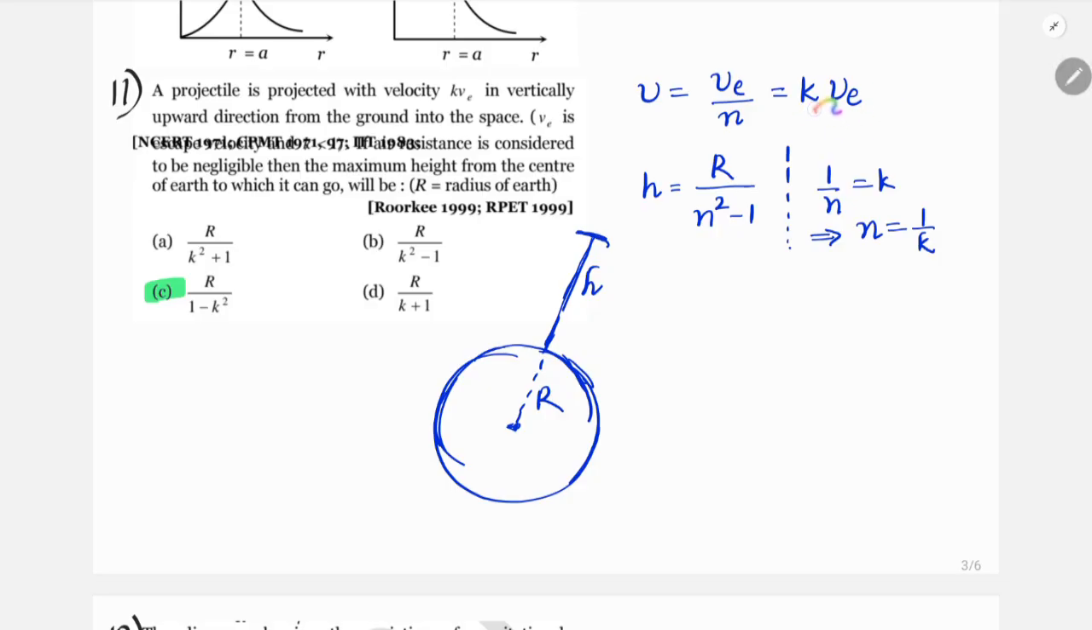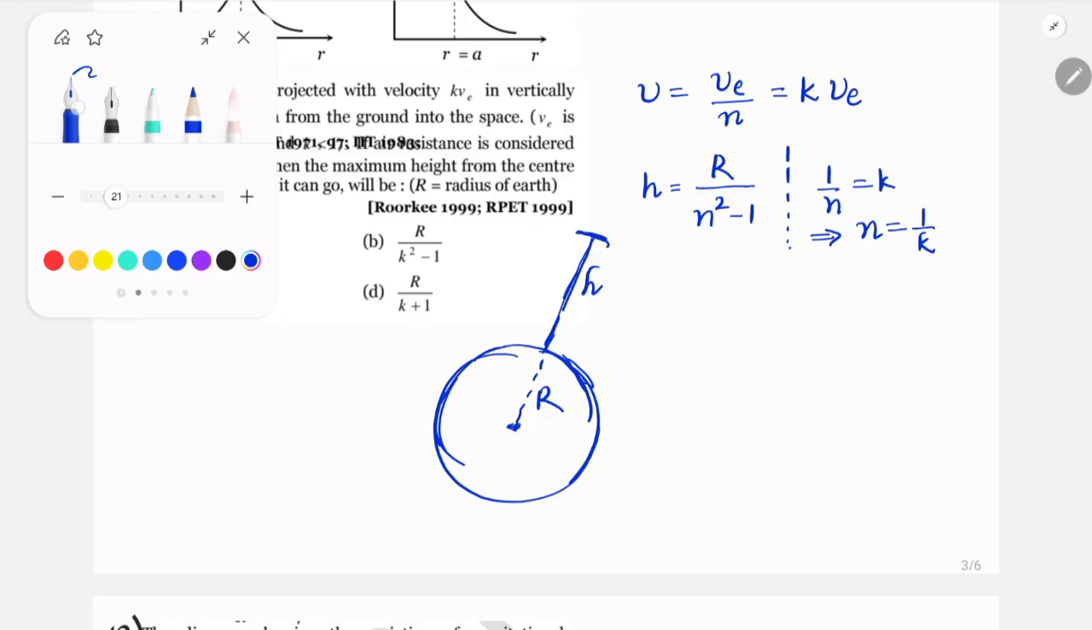Now in place of 1 by n, k is there. What it means? 1 by n is equal to k, so n equals 1 by k. Now just substitute 1 by k in place of n, and you will get a relation. Now I will derive this. You should check here.